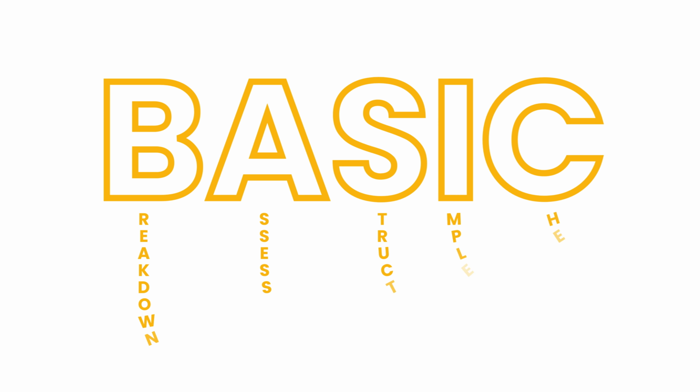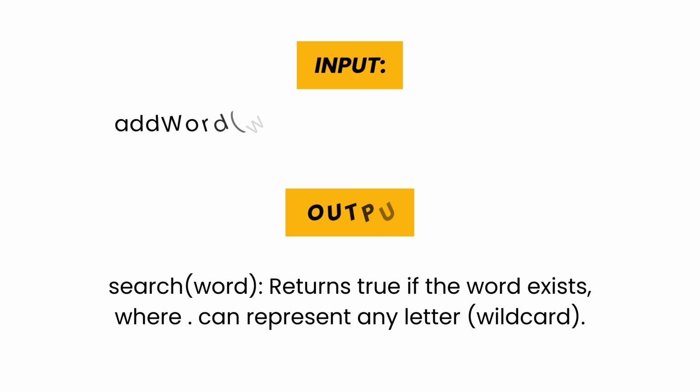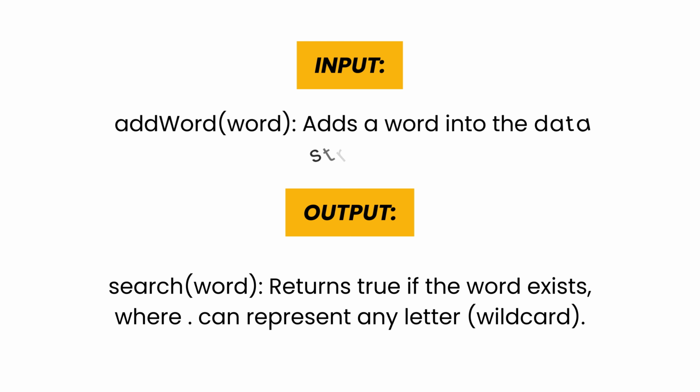Let's break down Design, Add, and Search Words Data Structure using the basic approach, step by step, to cover all the nuances of both trie operations and pattern matching. Build a data structure that supports addWord, which adds a word into the data structure, and search(word), which returns true if the word exists. Where . can represent any letter. Wildcard input/output: supports any lowercase word. Search may include . as a wildcard, and needs to handle both standard word lookups and pattern matches efficiently.